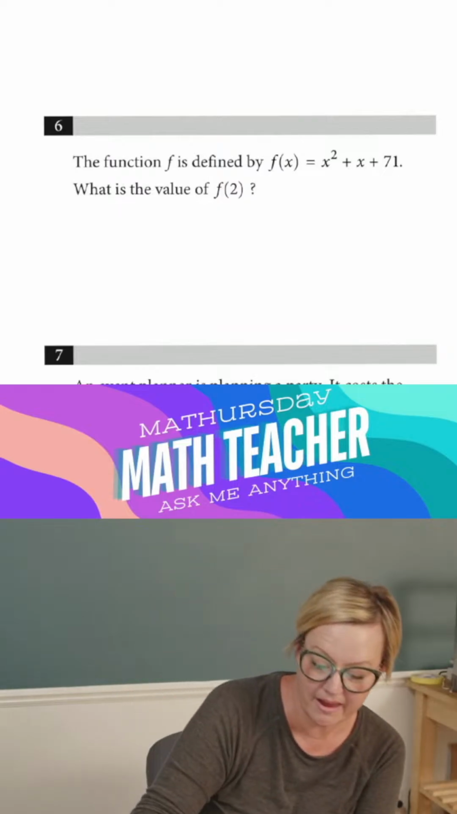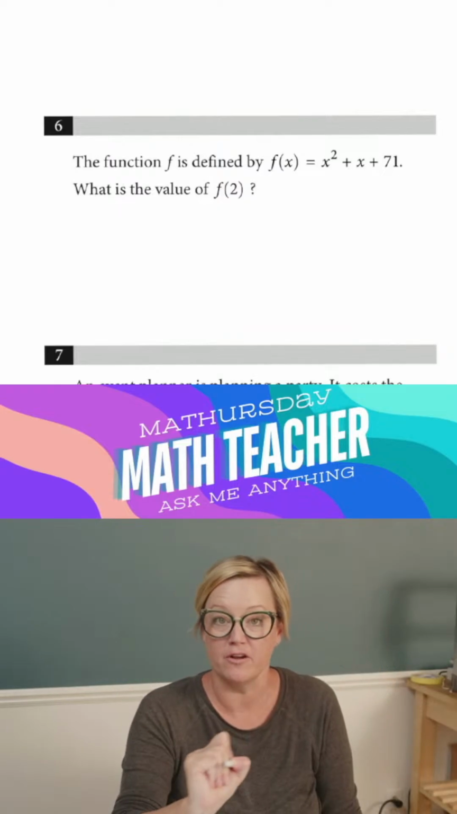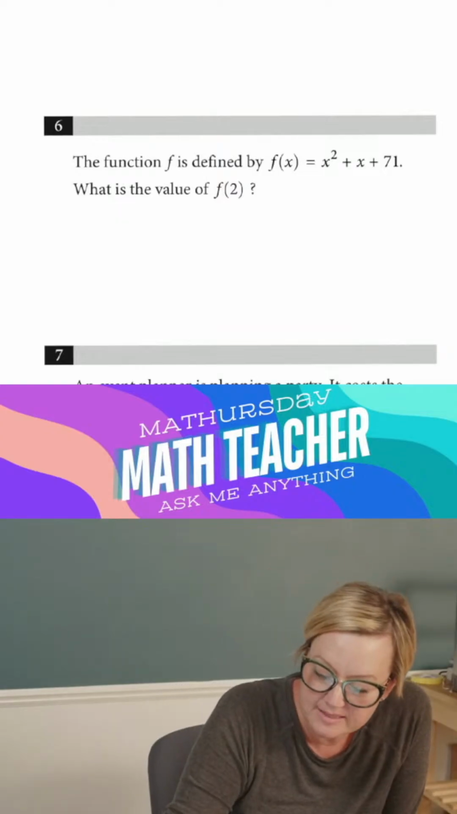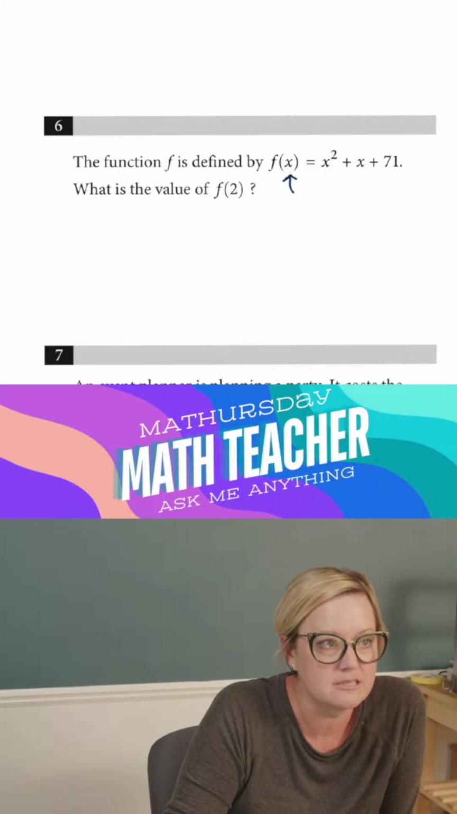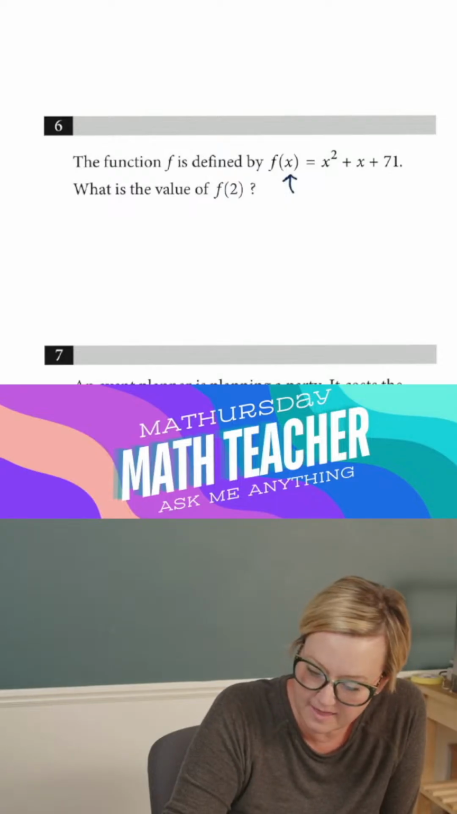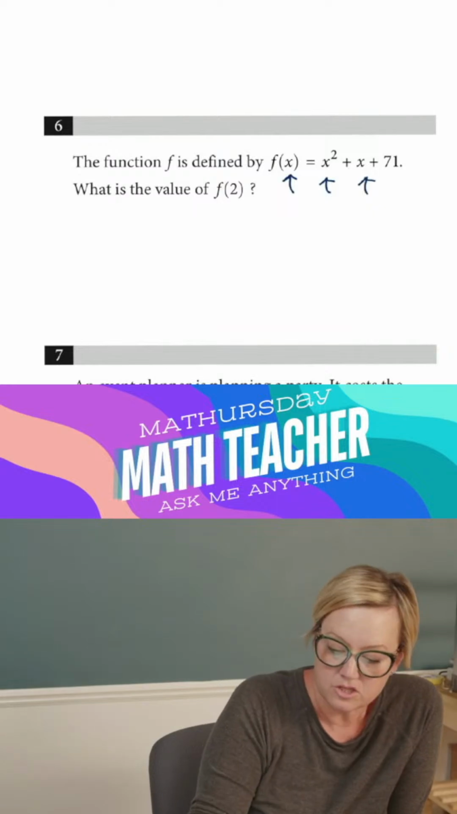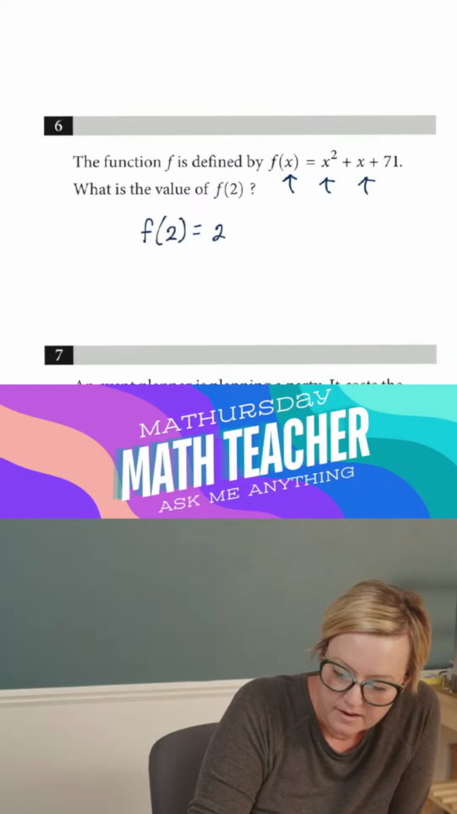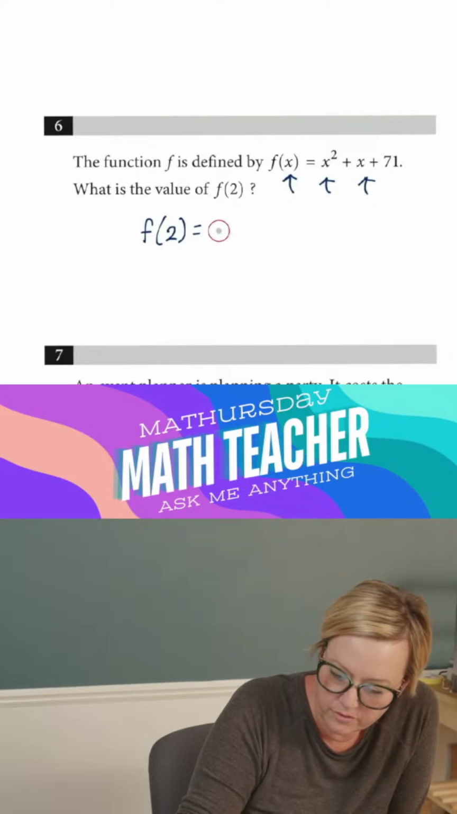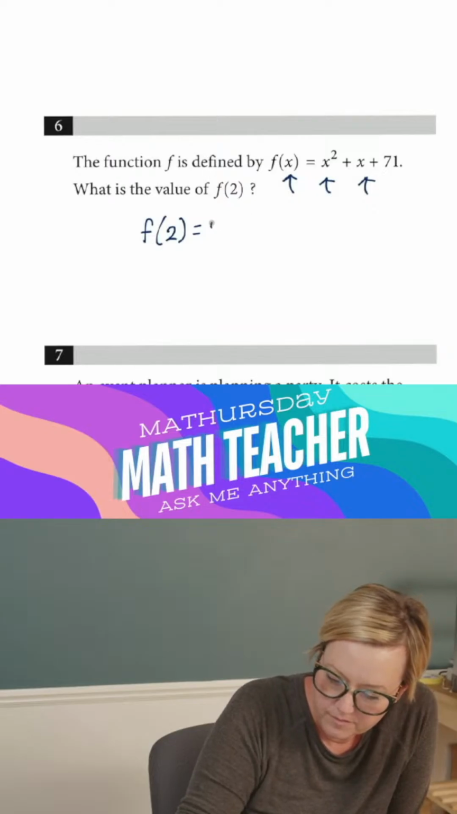Okay, so this is a really good demonstration of basic function notation, which means that when you have this function notation, whatever's in those parentheses is what gets substituted in for x here and here. Okay, so f of 2, I'm going to substitute in that 2 for any of my x's.